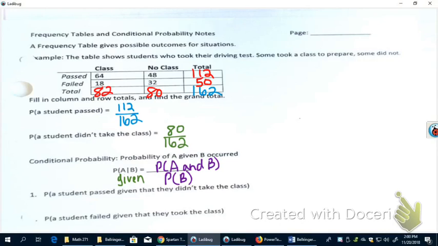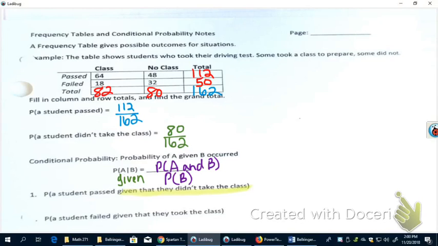Alright, so the first question says, find the probability a student passed given that they didn't take the class. It says, given that they didn't take the class. You always start with that part of it. The part that says given, start there. Now, I usually, with my fingers, mark off the parts that don't matter. I'm going to mark it off with the marker right now so that I can show it to you. But it says, given that they didn't take the class.